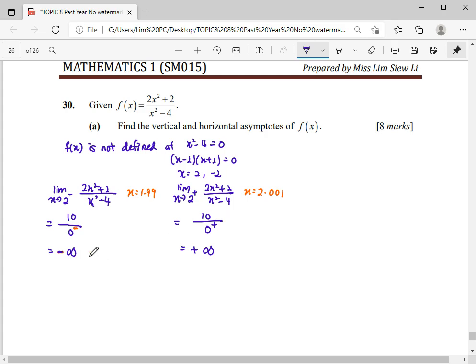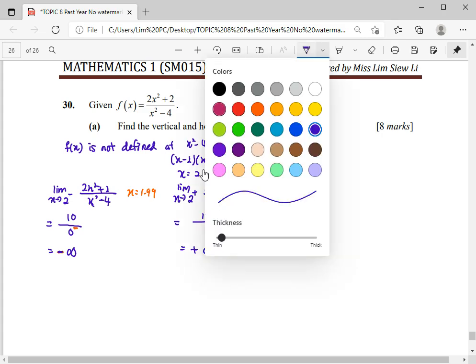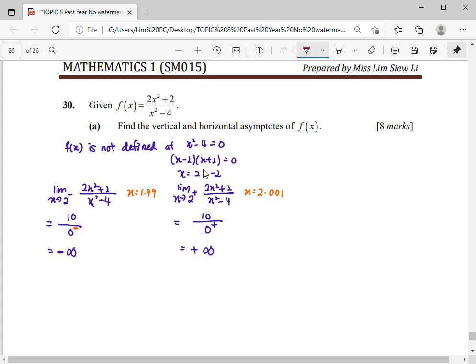So this is a signal for us: when we get a limit at a point and the answer is infinity, it means x equals 2 is a vertical asymptote. So we have another value to test here, so we continue with the other value. We will do the limit as x approaches the other value, negative 2, from the left hand side.